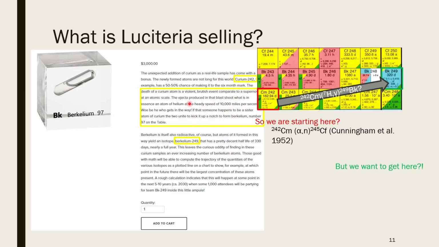Like, yes, it decays by alpha decay. Yes, the alpha particles are very fast, and maybe they could induce this nuclear reaction, but not in this sample. All right? And again, they are not producing the berkelium-249, which you go on to talk about in the next parts of the paragraph.